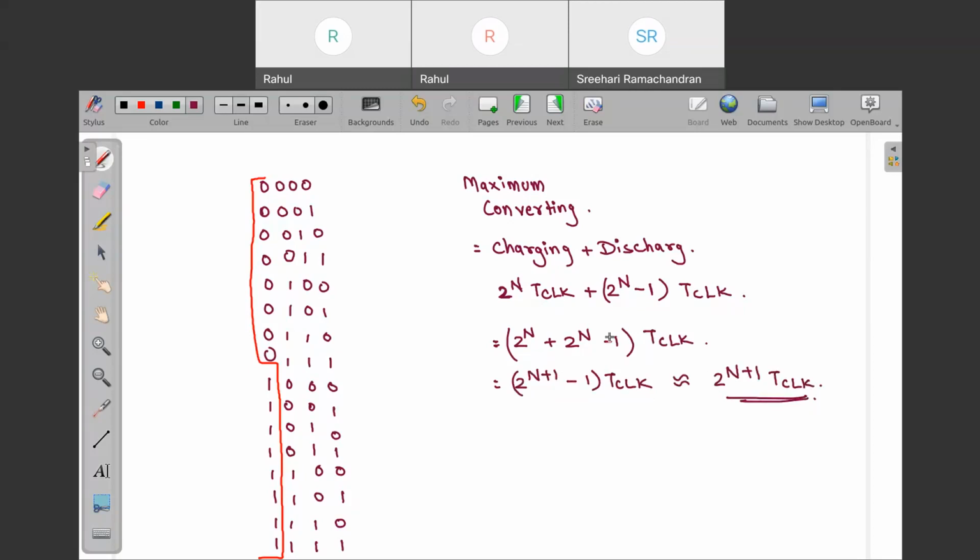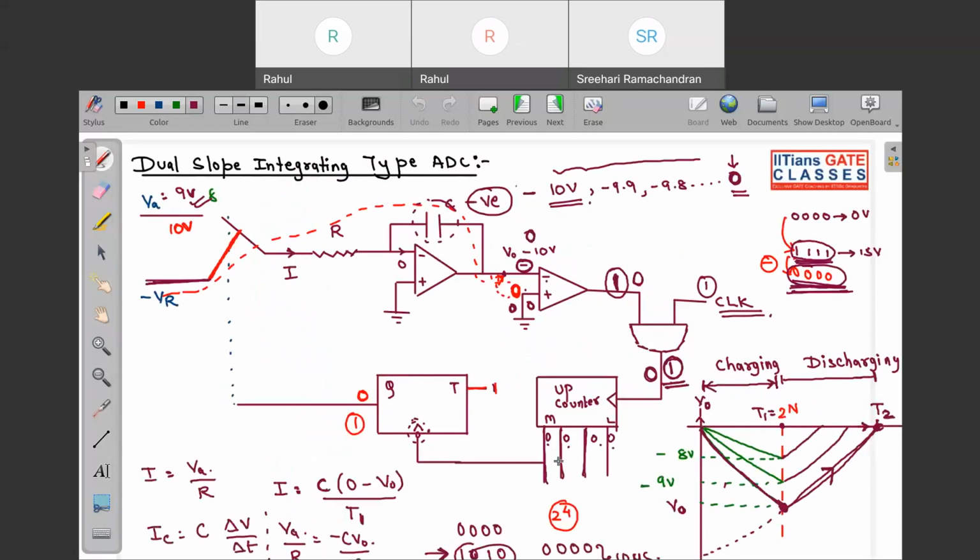Okay, so this is the maximum, but this kind of dual slope ADC has the highest error-free result you will get. So the very precise results you are going to get from dual slope integrating type ADC. All the multimeters have dual slope integrating type ADC, where a precise answer is required, precise voltage measurement, precise output is required compared to the time.